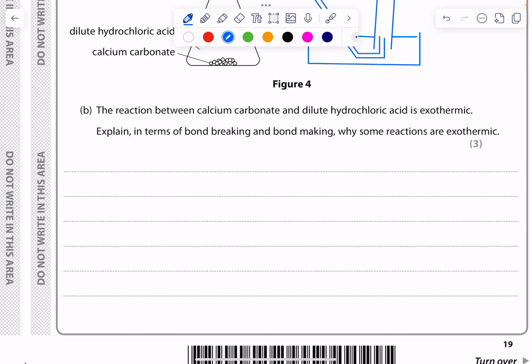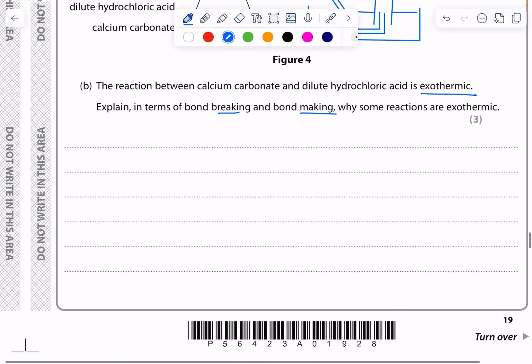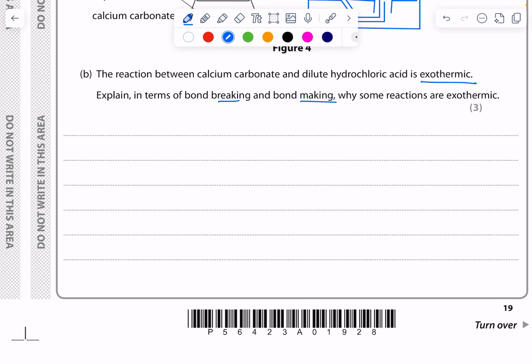Okay, next one tells us the reaction is exothermic. Remember, that means it gives out heat and therefore is going to make the surroundings hotter. Explain in terms of bond breaking and bond making why a reaction is exothermic. So what we need to say here is that bond breaking takes energy in. So the breaking of bonds, energy needs to be given.